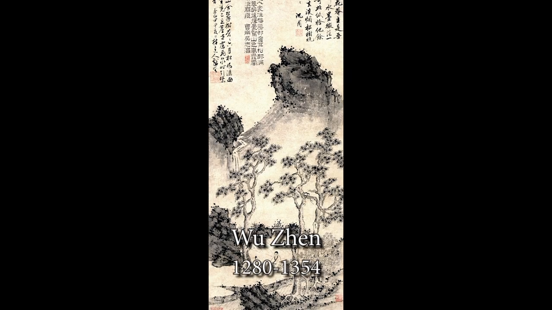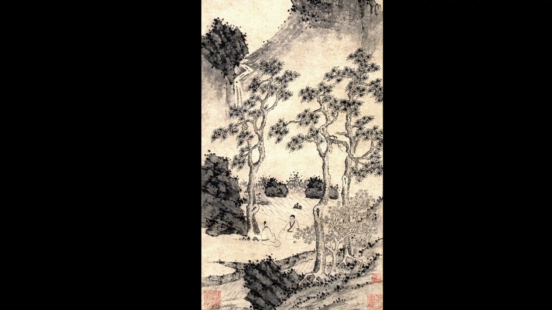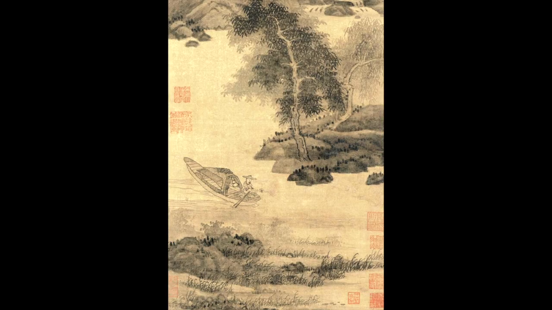The third of the Four Masters was Wu Zhen. Like Nizan's paintings, Wu Zhen's paintings tended towards less naturalism and more towards a form of abstract design, focusing on dynamic balance and moving and expressive brushwork.